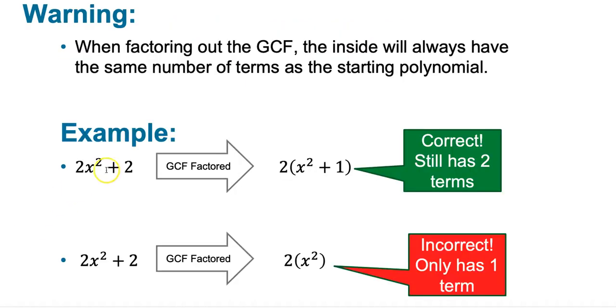When factoring out a GCF, the inside polynomial will always have the same number of terms as the starting polynomial. For example, we take this polynomial has two terms. When we factor out the GCF, there's still two terms inside the parentheses. This would be incorrect. There was two terms in the starting polynomial, but only one term on the inside. So remember this as a way to quickly check if you're on the right track with your factorization.